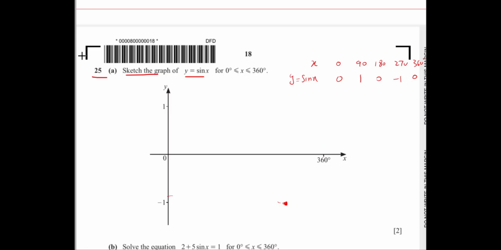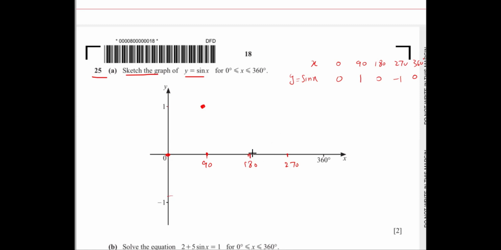We will mark the values here. Firstly, we will mark the values of x. Here the middle of 0 to 360 is 180, the middle of 0 to 180 is 90, and the middle of 180 to 360 is 270. Then we will mark 0, 0. This position is 0, 0, then 90 and 1. This is 90 on the x-axis, and y is 1 on the y-axis. Therefore, this is y-axis value 1, and we will mark this position 90, 1.